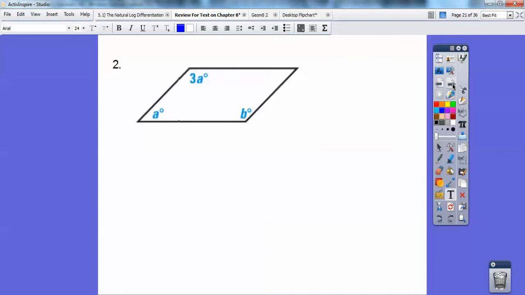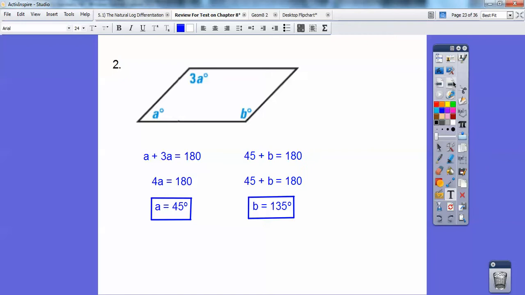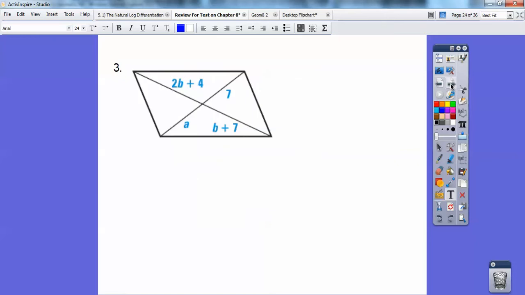Okay, same here, opposite angles are equal, so I'm going to go, actually this one is not going to work that well. I'm going to have to use these two, which add up to 180, so a plus 3a is 180, so a is 45. And then a plus b over here equals 180, so 45 plus b is 180, and you get 135. Here the diagonals bisect each other, so if you set those equal to each other, this piece equals this piece, and this piece equals this piece right here.